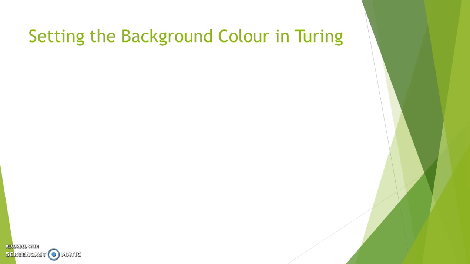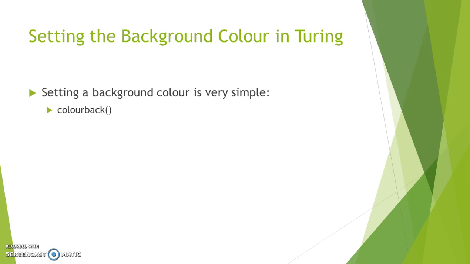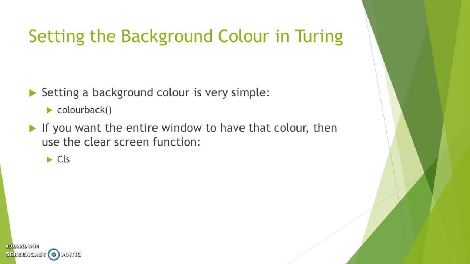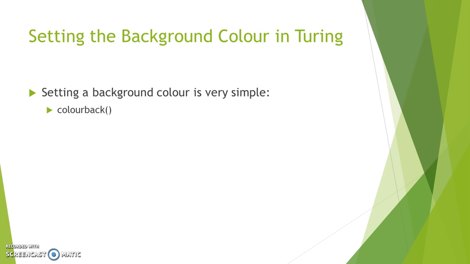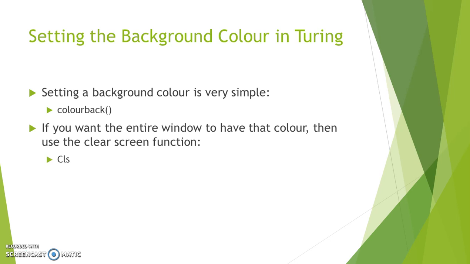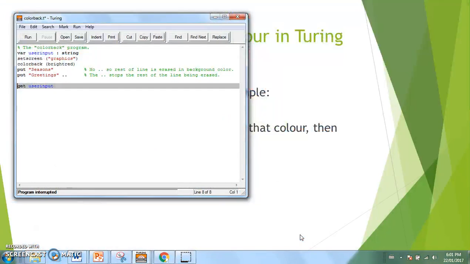Setting the background color in Turing is really very easy. You just use the color back command and put the color that you want in brackets, either in terms of a word or in terms of a number for the background color. Now, what you will find is that the color back command is for a single set of text. If you want your entire window to have that background right from the beginning, you need to clear the screen to have this work. Now, it's probably easiest for me to just demonstrate this.